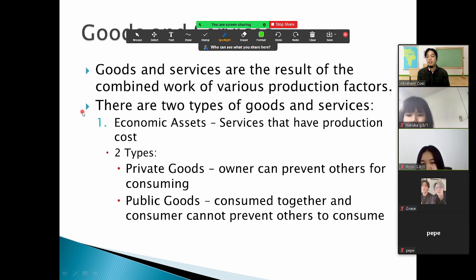I mean you need money. Anything that costs something. So let's say for example labor, it costs money. So under economic assets we have two types. Again, we have the private goods, where the owner can prevent others from consuming, and we have public goods, wherein it can be consumed together, and the consumer cannot prevent others from consuming. So these are under economic assets.